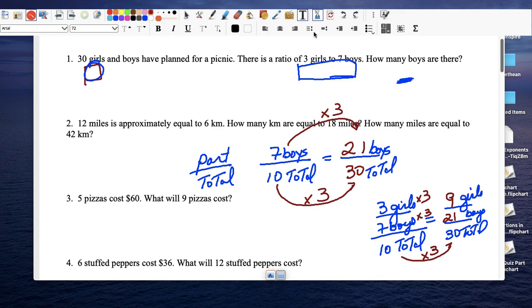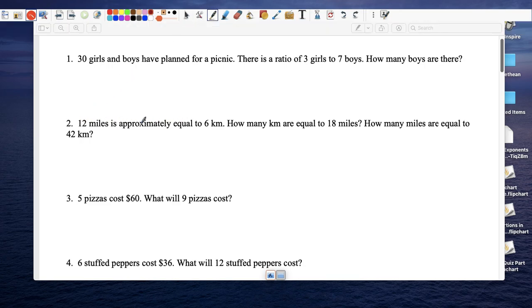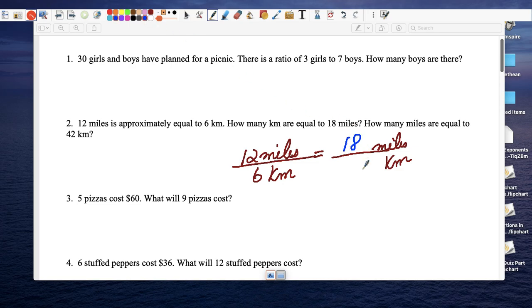So important: labeling everything, and then finding the relationship. So here, first thing, 12 miles is approximately 6 kilometers. For every 12 miles, you get 6 kilometers. And that's my first piece of information. So on this side, I'm going to write miles on top and kilometers at the bottom. So 12 miles is 6 kilometers, and I'm going to change colors here. I'm going to put 18 over here.